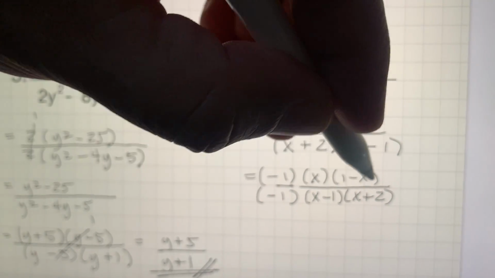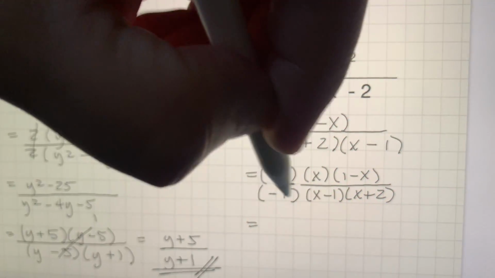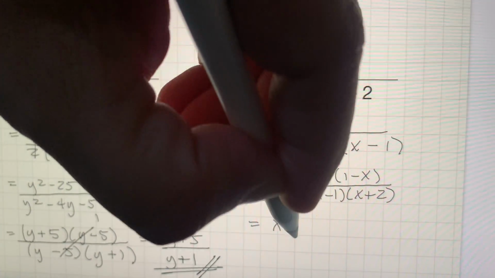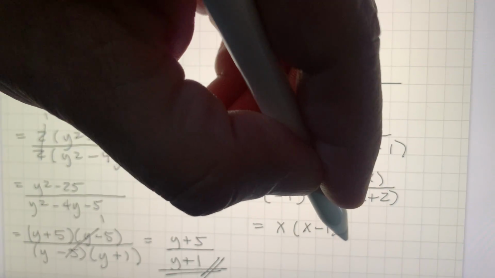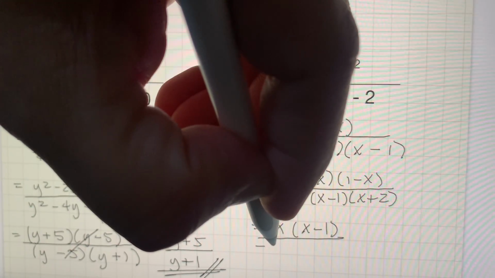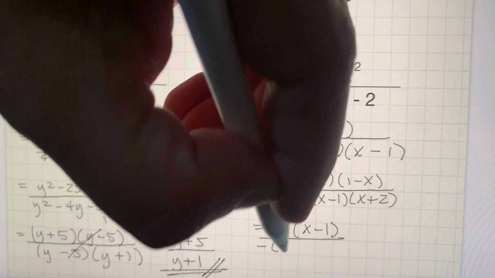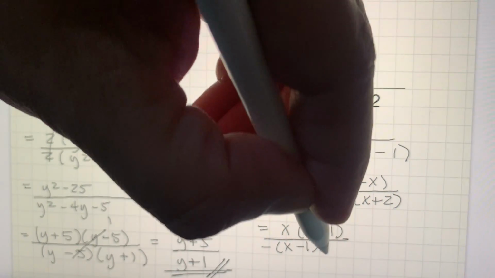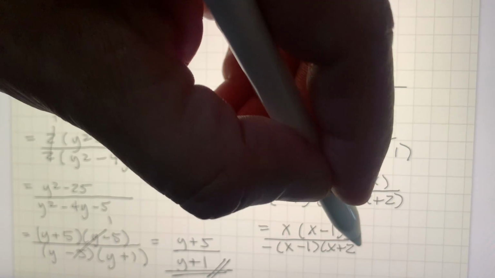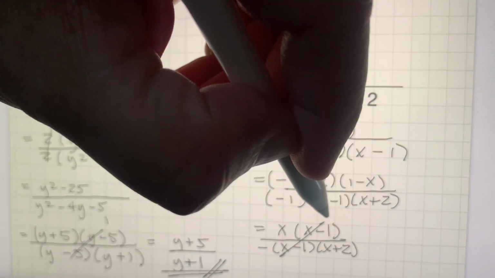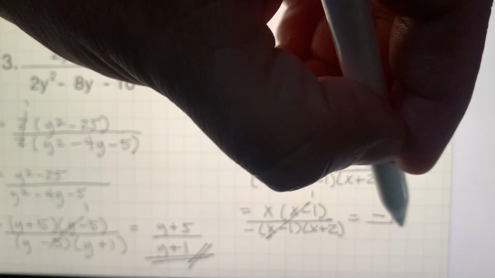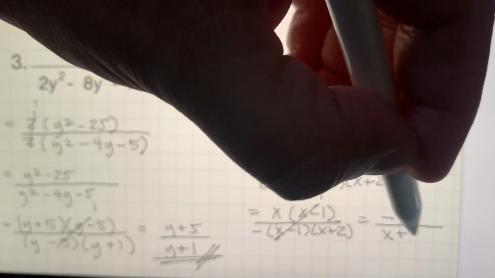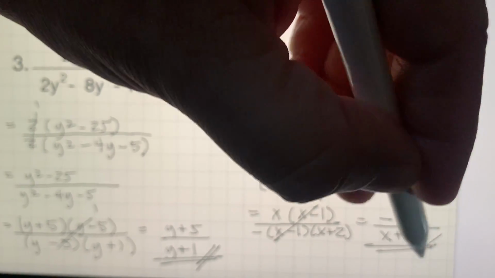Taking this negative 1 and multiplying it by this upper expression, then I get that it would be x times x minus 1 divided by negative x minus 1 times x plus 2. So then these two terms cancel, or they become 1. So my answer would be negative x divided by x plus 2. And that would be my final answer.